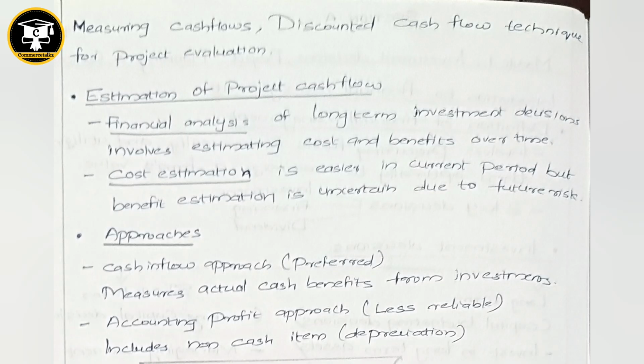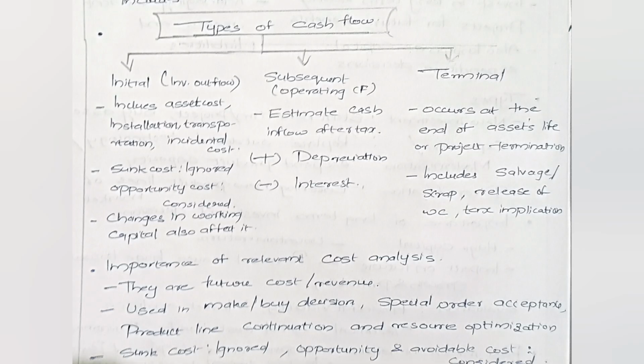So in today's session, we have discussed how to estimate a project's cash flow, financial analysis as well as cost estimation, then the approaches in that, the cash inflow approach as well as the accounting profit approach. Next, different types of cash flow. There are three types of cash flow: initial, subsequent and terminal cash flow.